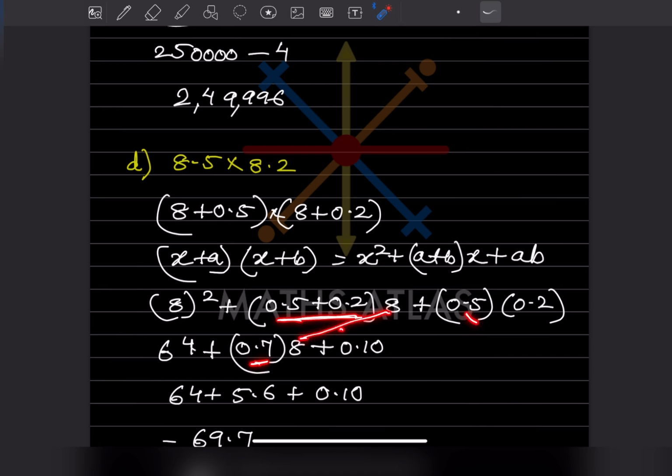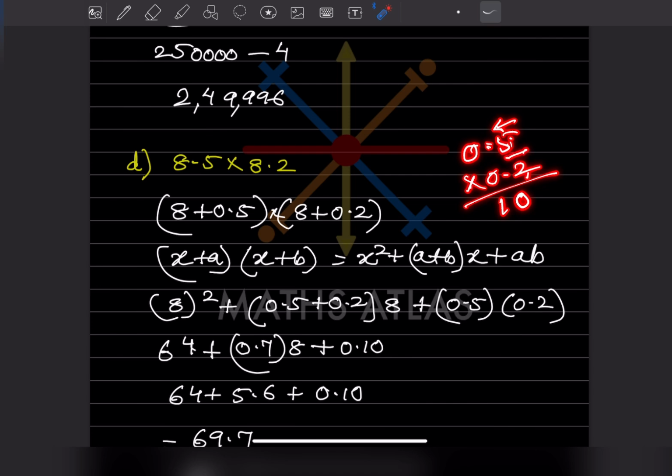And when you multiply this, it should be 0.10. So I'll show you here 0.5 into 0.2. So this should be 10, 5 twos are 10. Now what will happen here? After one number, there is a decimal, and again after one number, there is a decimal. So 1 plus 1, that will be 2.